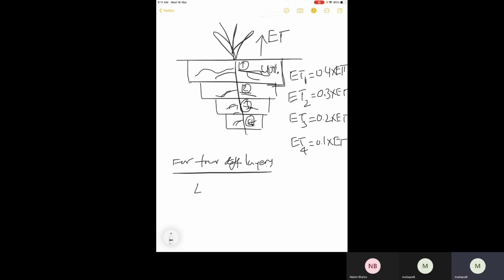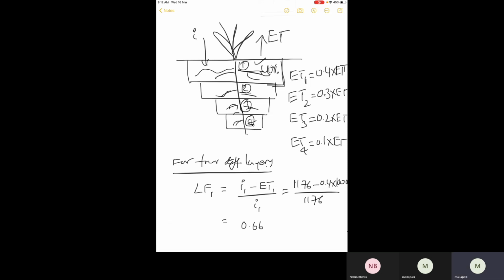So for layer 1, LF1 will be I1 minus ET1 divided by I1. So that is the equation. Now you find out what I1 is initially. For this layer, this is the I, right? So that's 1176 minus the corresponding ET, which is this 40%, so that is 0.4 times ET 1000, divided by 1176. So the leachate fraction LF1 will be 0.66.